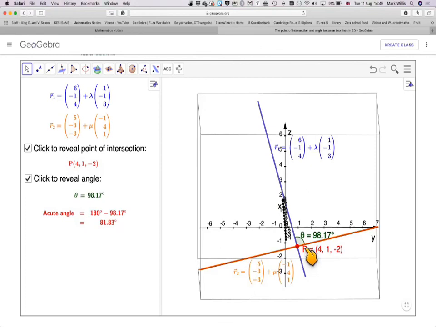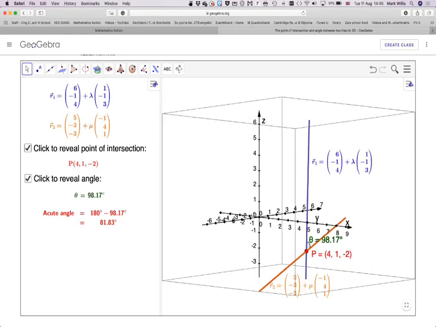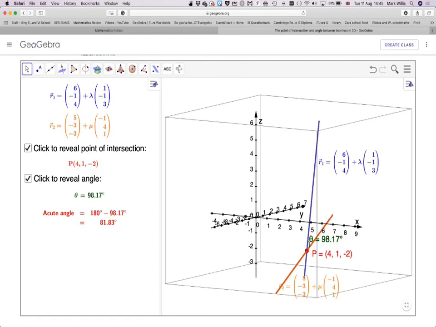Okay, so you can move this around, you can look at it from different points of view, which is quite good. One of the great things about using GeoGebra. Okay, so this has been a video to show you where two lines intersect and to find the angle between them. I hope you've understood, and I thank you very much for watching.